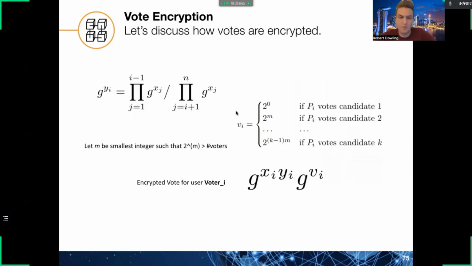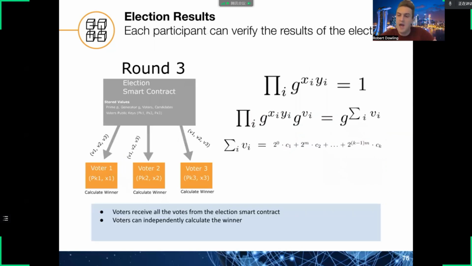This is, again, more on the encryption, which is beyond the scope of the talk, but at the end of the day, voters end up receiving all of the votes from the election smart contract, and they can independently calculate the winner. But this encryption that has been added allows those votes to effectively be anonymous; we don't know who voted for whom necessarily.